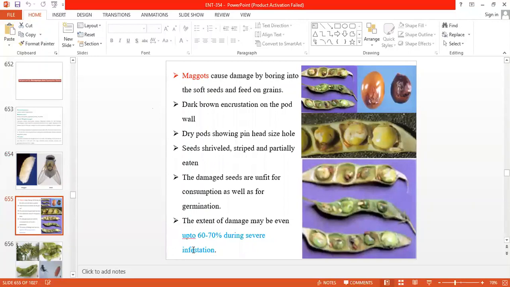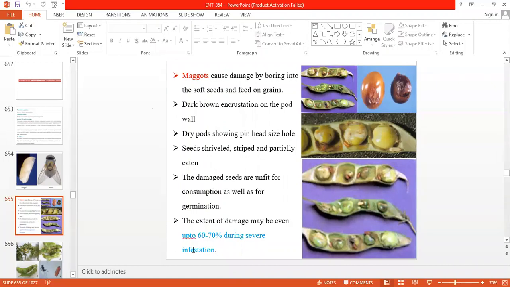Life cycle: eggs are mostly deposited on the pods by a female with the help of her ovipositor. Near about 38 eggs are deposited on a pod by a female. Incubation period is near about 3 to 4 days. Larval period is 6 to 21 days. The pupal stage of that pest is found in larval burrows inside the pod. Pupal period is near about 1 to 4 weeks.